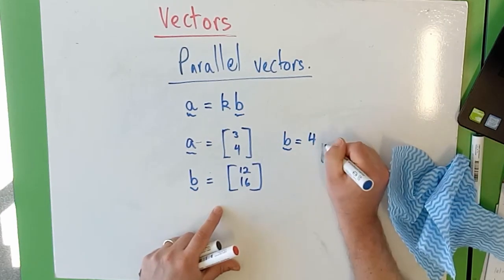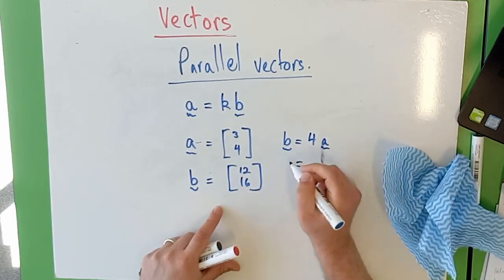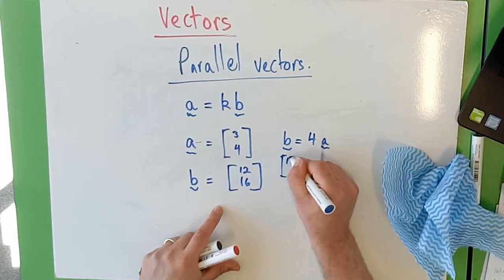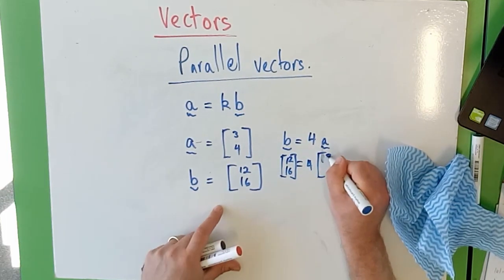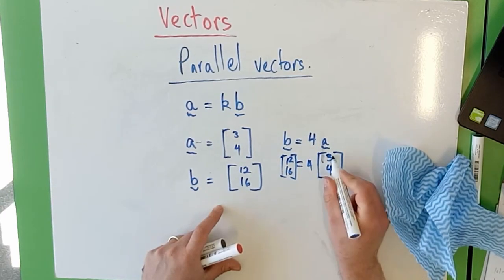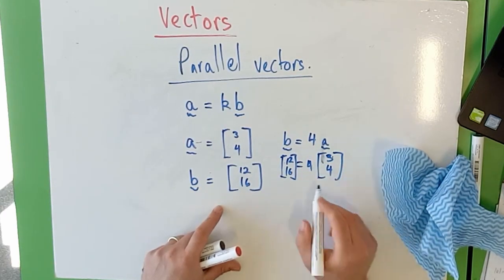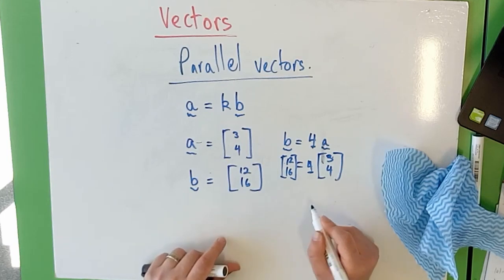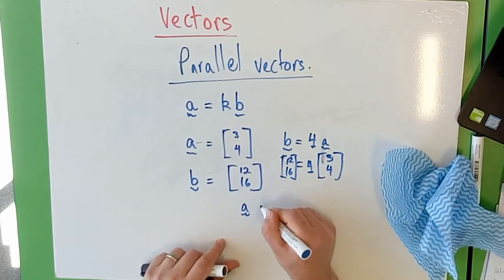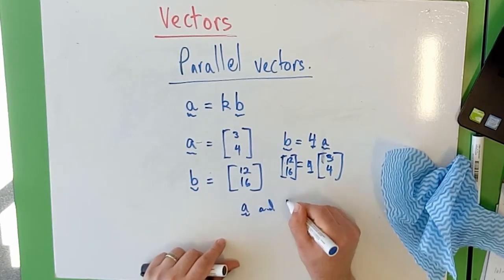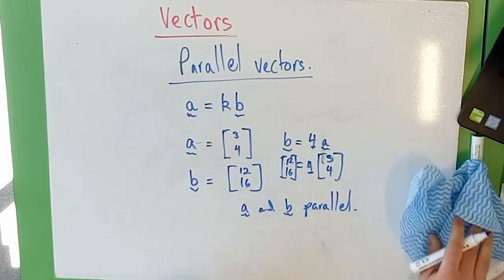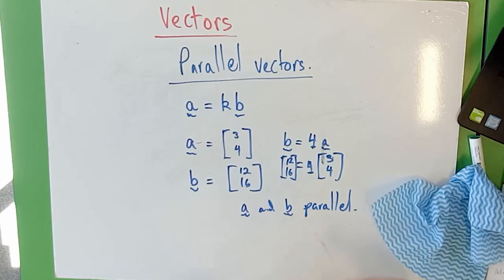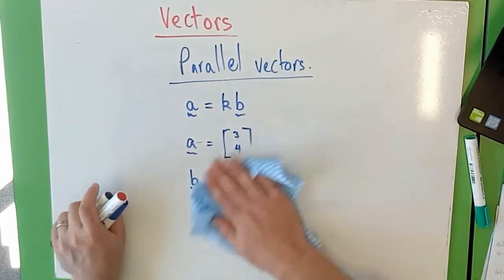Is that easy to see? So I can say vector B, which was (12, 16), is 4 times vector A, (3, 4). So 3 4s are 12, 4 4s are 16. Since you can write it as a scalar multiple, A and B must be parallel. Cool. That easy? Surely that's easy.